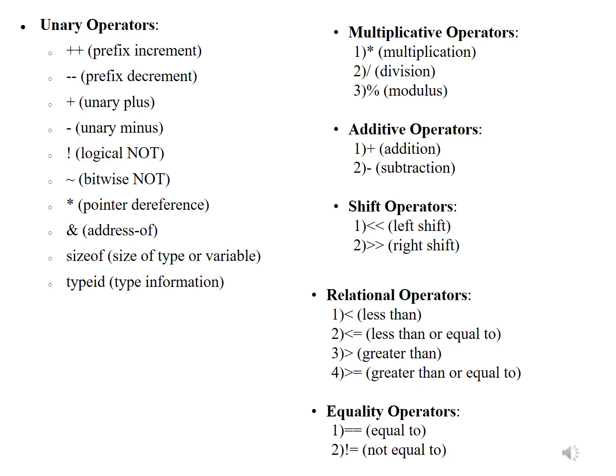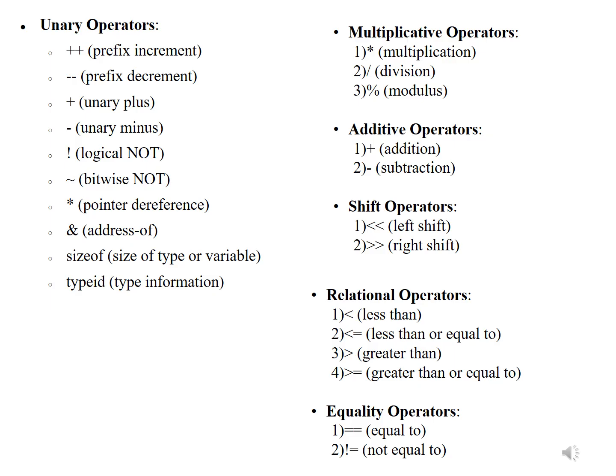Then the pointer star is used for dereferencing. Ampersand is for address of. Sizeof gives the size of a type or a variable, and typeid provides type information. After unary operators in precedence come the multiplicative operators, that is multiplication, division, and modulus. After multiplicative operators, there are the additive operators, plus and minus. Then come the shift operators, left shift and right shift.